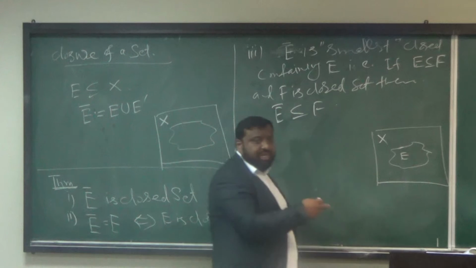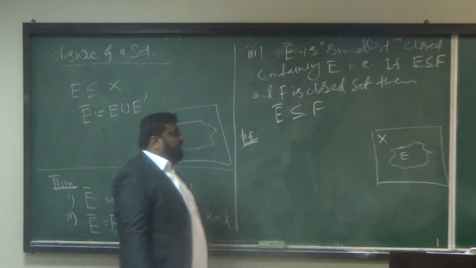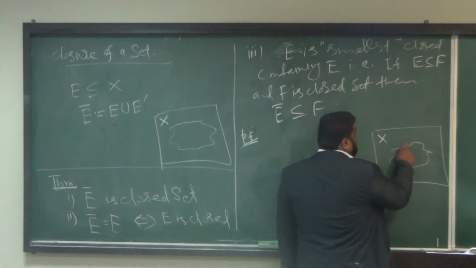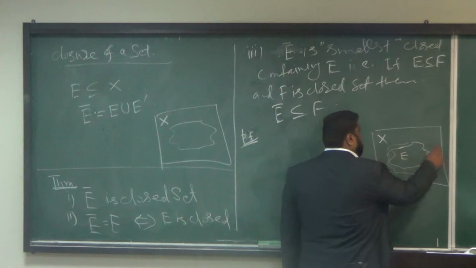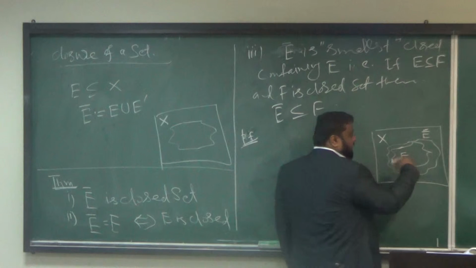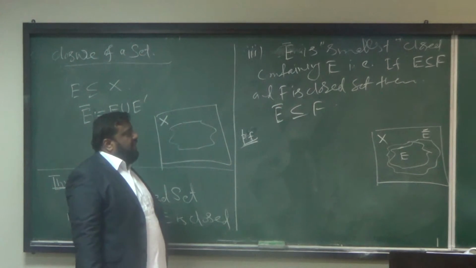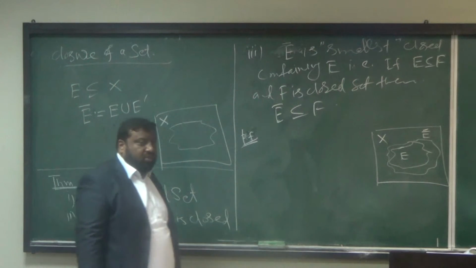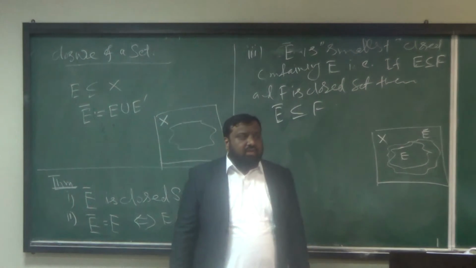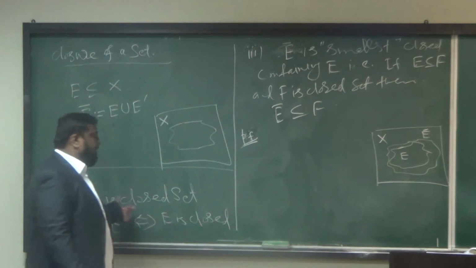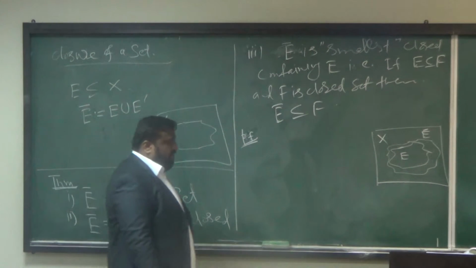I don't know how it looks, but something like that, okay? And then you have another set which contains E, and I'm naming it E closure. So E closure is a closed set which contains what? E. Okay. And I want to prove that this is a closed set. The first thing I would like to show is that it's a closed set. So how should I begin?